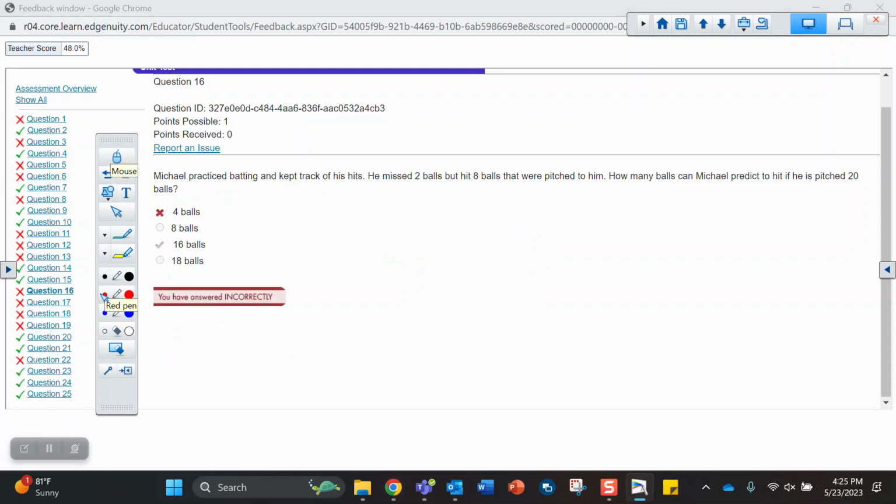Michael practiced batting and kept track of his hits. He missed 2 and hit 8. How many balls can Michael predict to hit if he's pitched 20? So we have to be careful here because he misses 2 and he hits 8. That means in total he had 10 balls. And he hits 8 out of 10, or 80%.